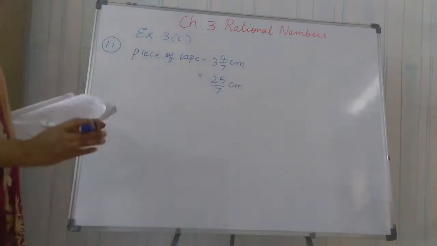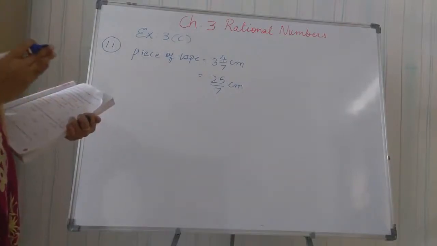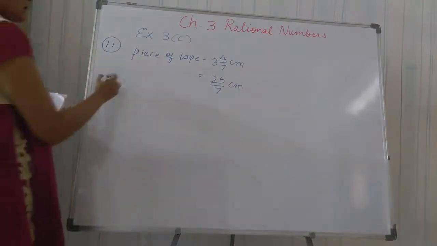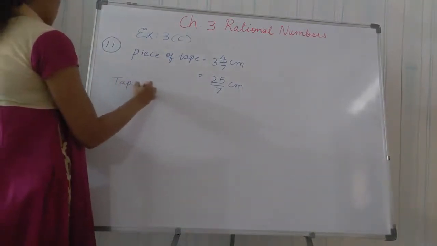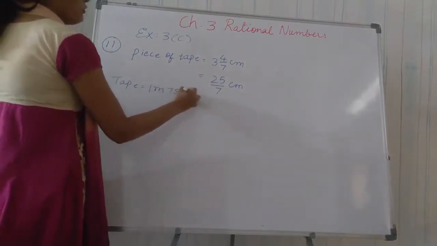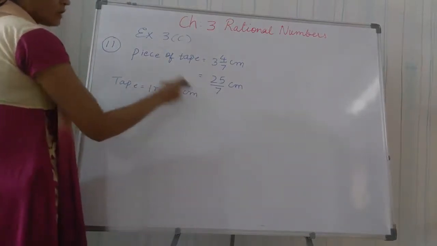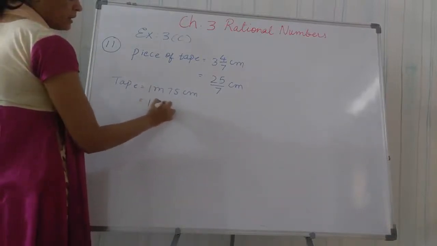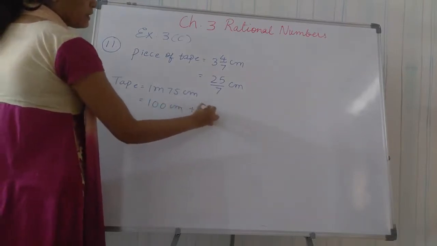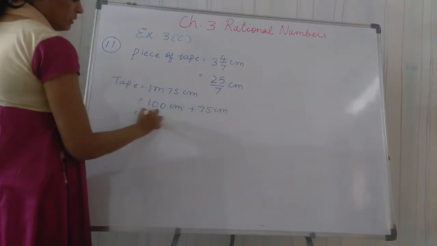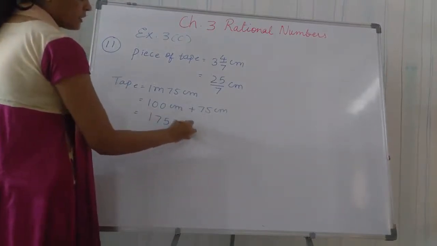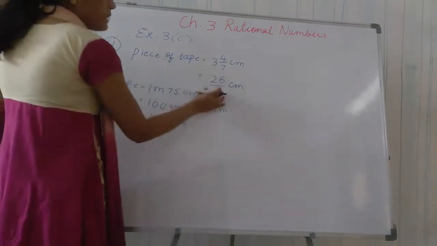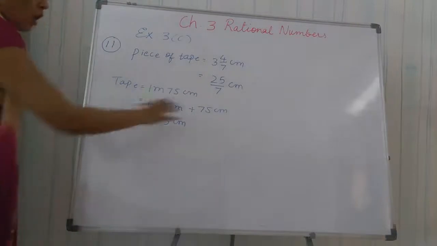Now the next line is: this many centimeter long pieces can be cut from a long tape which is 1 meter and 75 centimeter. So the tape size is given as 1 meter and 75 centimeter. First of all I will convert this into centimeter. This is 1 meter, it means 100 centimeter plus 75 centimeter. So total becomes 175 centimeter. So this is the length of the tape and we want to cut this size of pieces from this long tape.